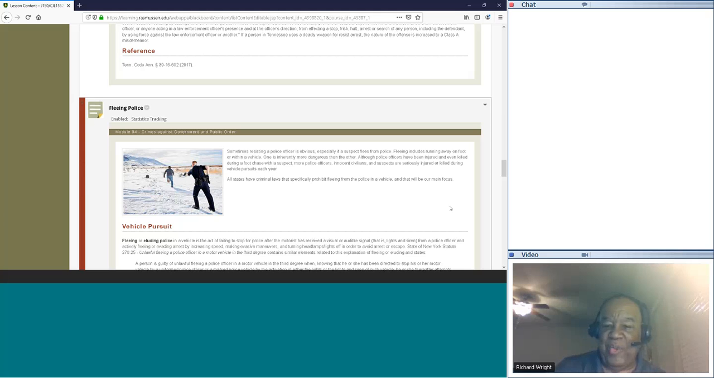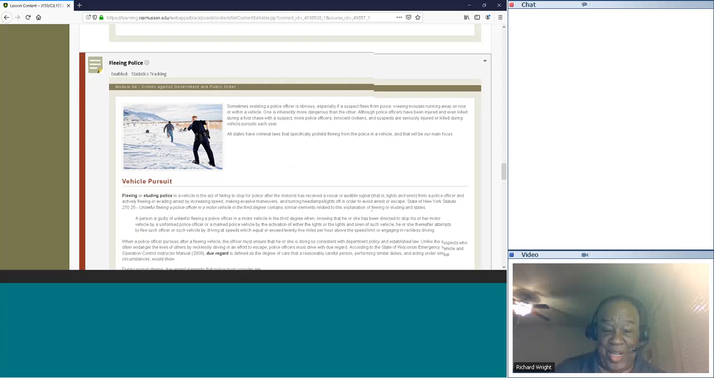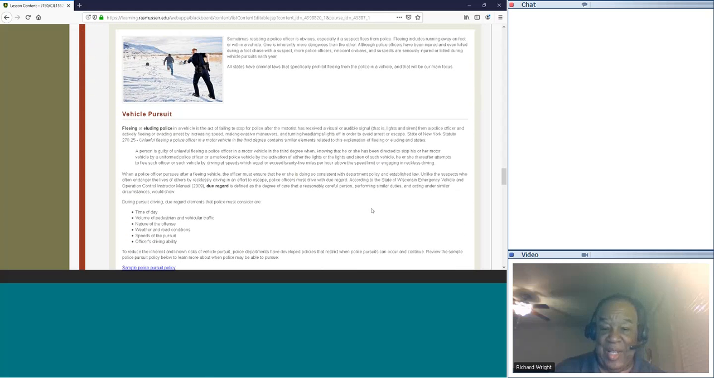It says more police officers, innocent civilians, and suspects are seriously injured or killed during vehicle pursuits each year. But the foot chase, now, one of the things that the police cannot do is, if you are in a foot chase and you don't have a weapon or a dangerous weapon, they cannot shoot you for fleeing. That is a violation of the law. Read the Garner case, and you'll know what I'm talking about. It is one of the Supreme Court cases that establish that. Very clear, all right?